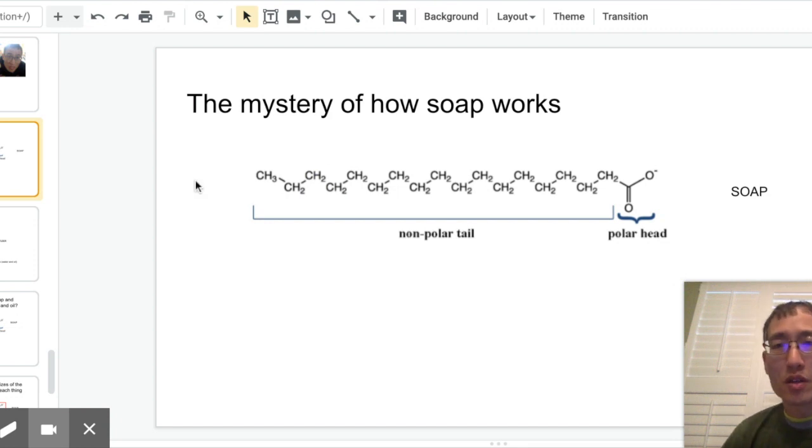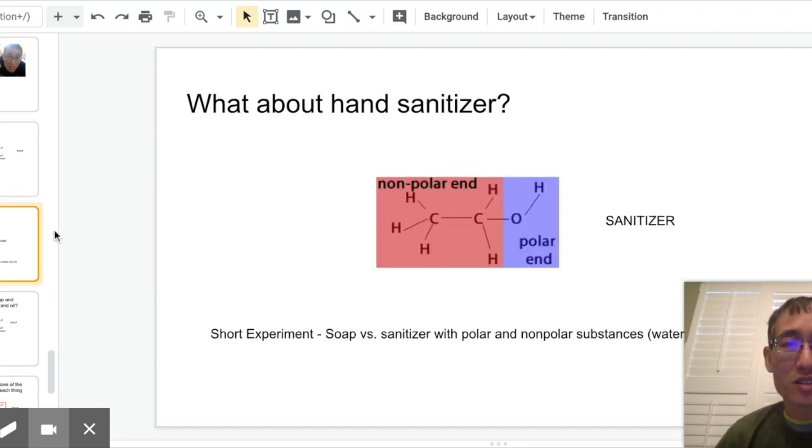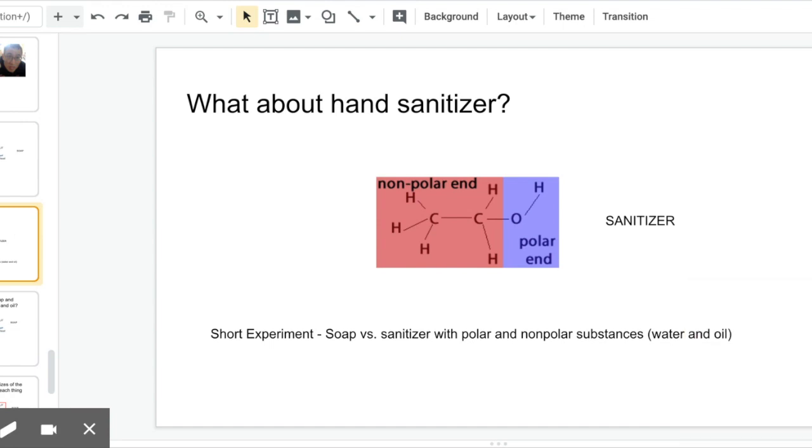So we know now sanitizer is also kind of built the same way. One side of it is polar, but this side here, the nonpolar side, the C's and H's, like what do we notice about these substances?